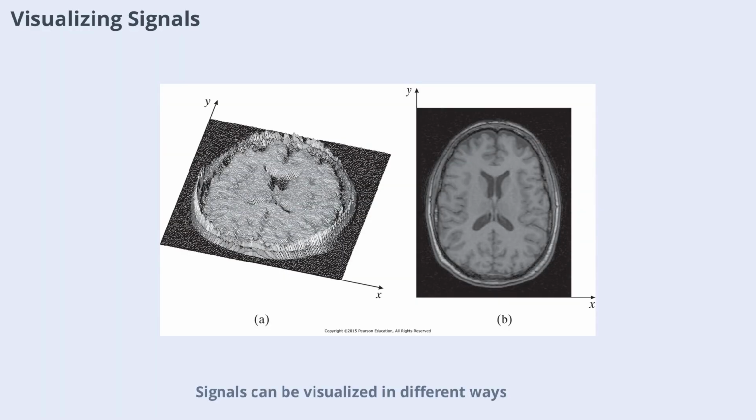Signals can be visualized in different ways. One common method is a functional plot, where you graph the signal's amplitude over time or space. Another is an image display, which is especially useful for video and medical imaging. These visualizations help engineers and scientists understand the behavior of signals, identify patterns, and troubleshoot issues. Effective visualization is a critical skill in both research and practical application.